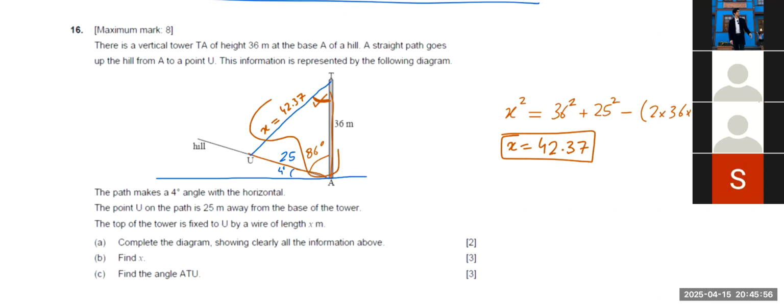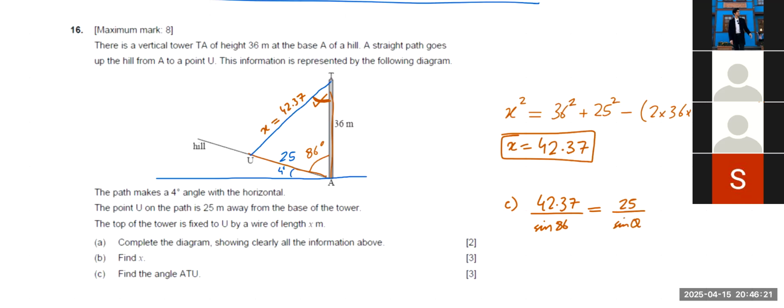So we know one full pair. Sophia, tell me what the sine rule is going to be like for this case. It's 42.37 over sine 86 equals 25 over sine theta, I guess. Yeah, we can call it theta for now.